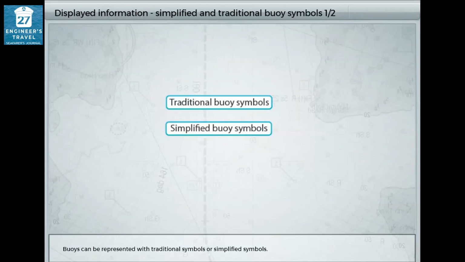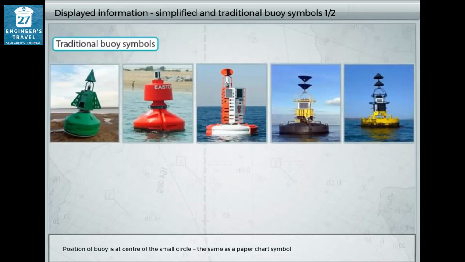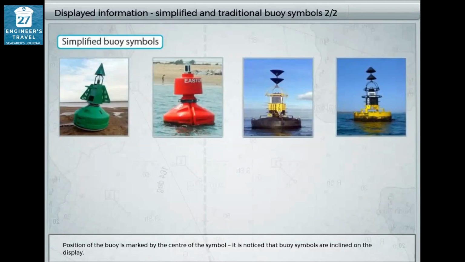Buoys can be represented with traditional symbols or simplified symbols that are less complicated to draw and assist low-specification computers running ECDIS. Traditional buoy symbols have shapes the same as on paper charts, but are outlined rather than filled with colour. When lit, they show a magenta flash. Click on each button to see the associated symbols.